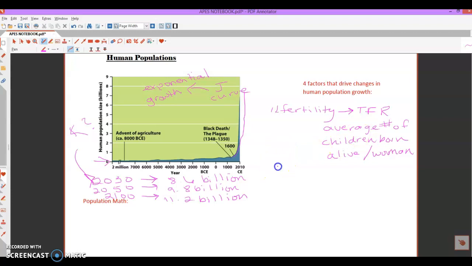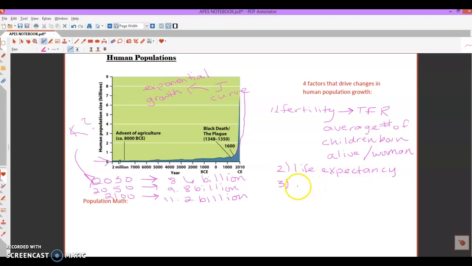Okay? All right, the second one that's causing a change in human population growth is life expectancy. Now, this one's kind of a no-brainer. We know that people are living much longer than they were 100 years ago, and it's because we have access to better health care for the most part.